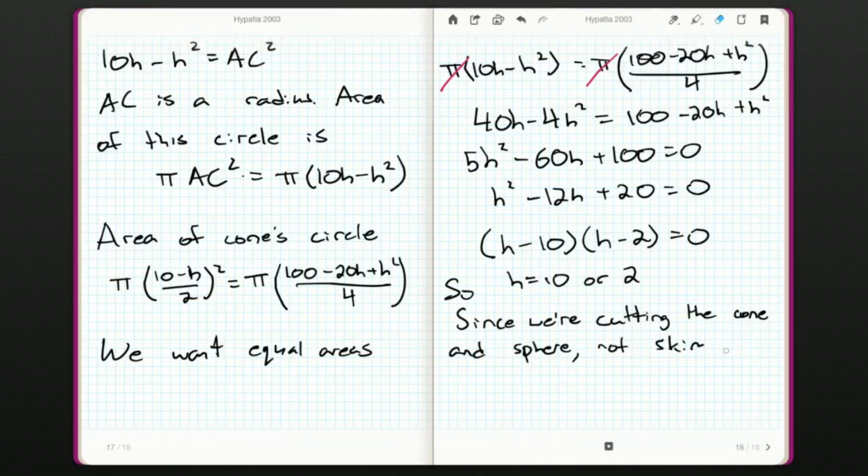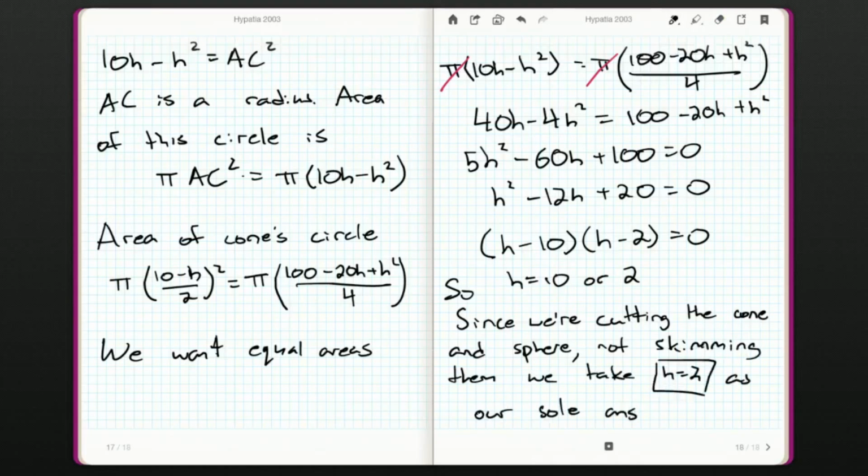So we're cutting them, we're not skimming them, we're not grazing them, we're not just lying tangent to them. It's a tough call. The equations tell us 10 or 2, but if we read the question, I'd say you can probably interpret it both ways, but we'll go with h equals 2 because that is a genuine cut through the cone and the sphere.